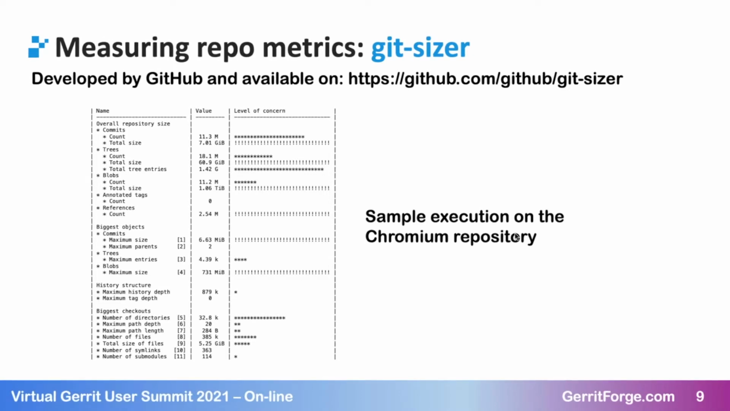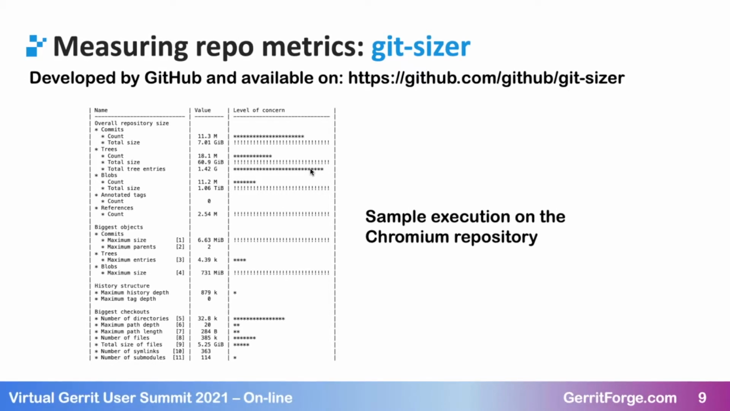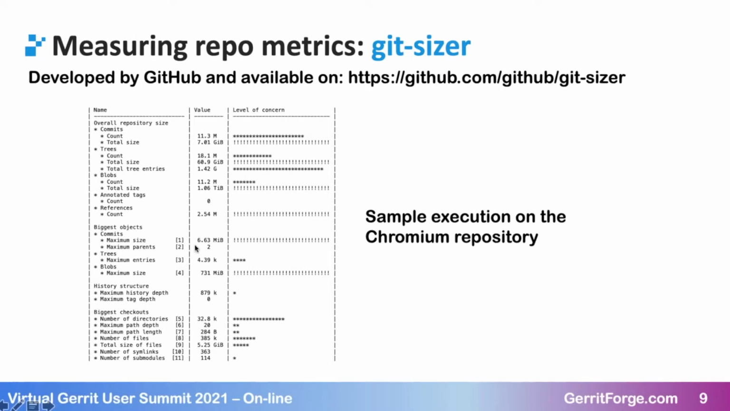And this is just a sample execution of git-sizer on a large mono-repo, in this case Chromium. You see the level of concern of each dimension on the right side. When it has some stars, it means it is problematic. When it has the exclamation marks, it means it is very, very problematic. And in this case, you see that it's not just the size of the repo that is problematic for Chromium, but also the overall number of objects, how many of them there are, and how much size they occupy overall.